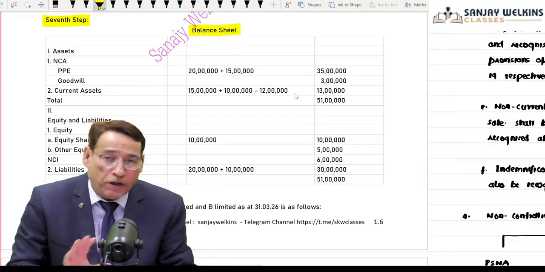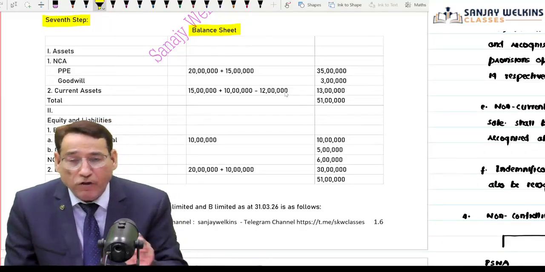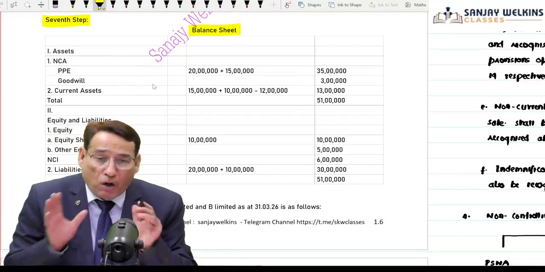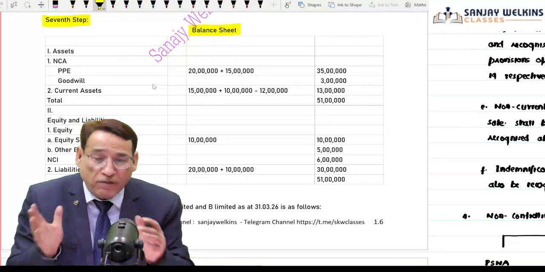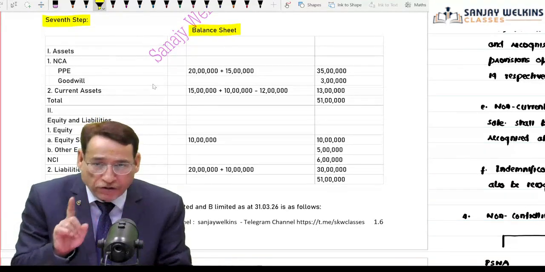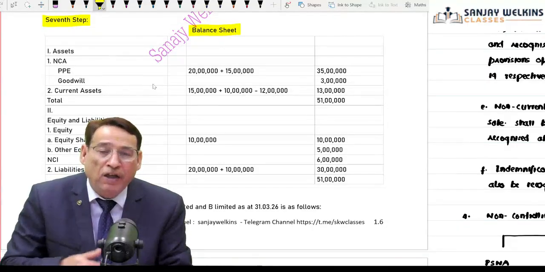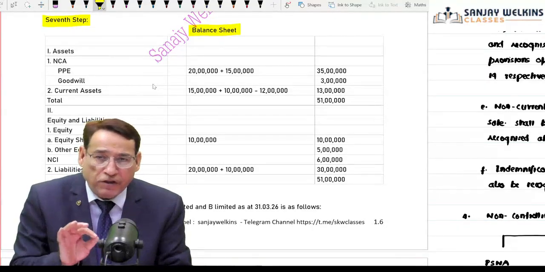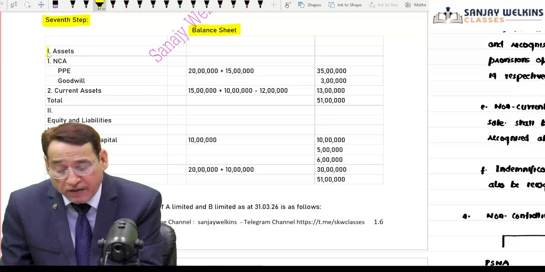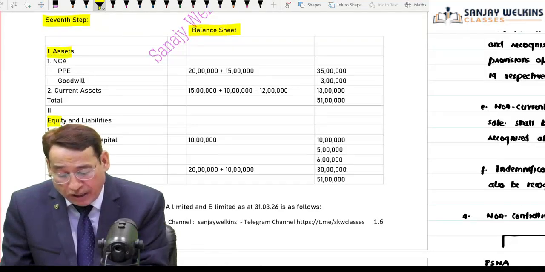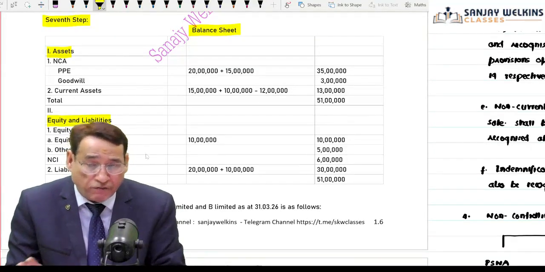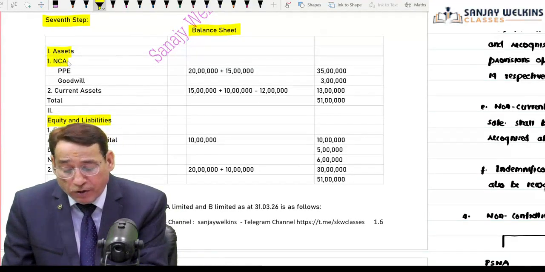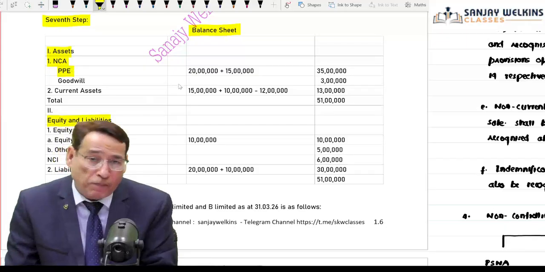In order to prepare the consolidated balance sheet, first of all, you need to understand that all such companies which follow Ind AS, they will have to prepare their balance sheet as per Division 2. And when I say as per Division 2, it means we have to write assets first and equity and liabilities later on. Is it clear to you? Under Division 2, assets are written first. So first of all, you are going to write here non-current asset, then property, plant and equipment.